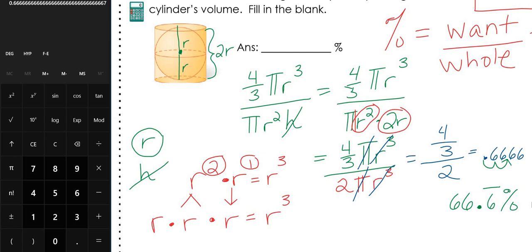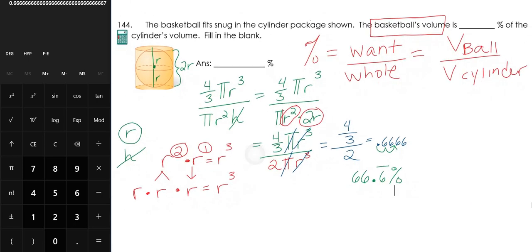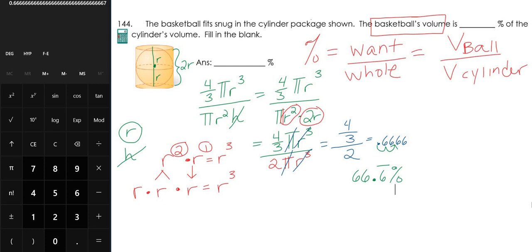So, to answer the question, the basketball is about 66.6 repeating percent of the cylinder's volume. So my final answer, 66.6 repeating percent, or 66 2/3. That's another way to write it. 66 2/3%. All right, last question on this page. Let's keep it moving.